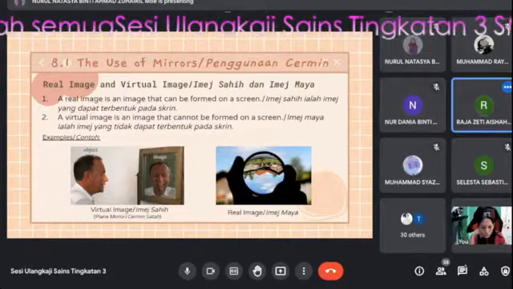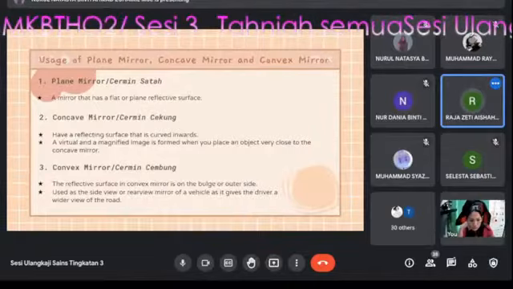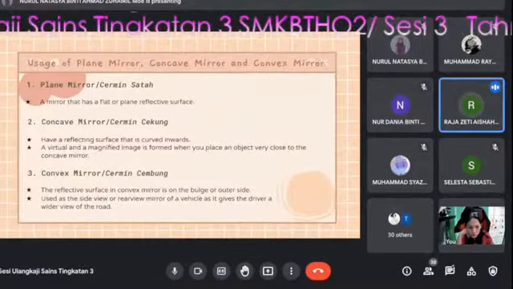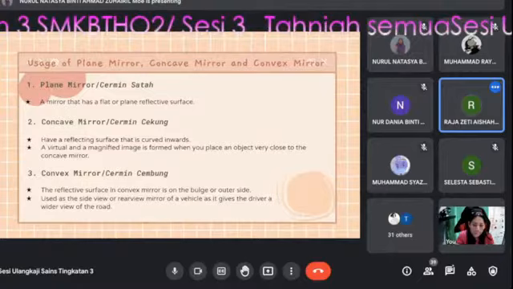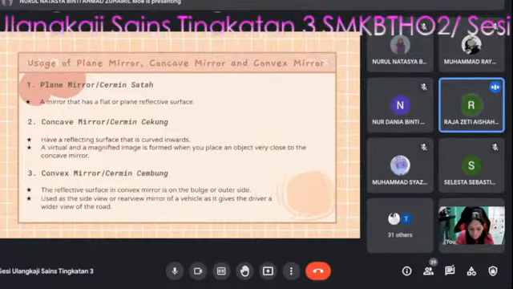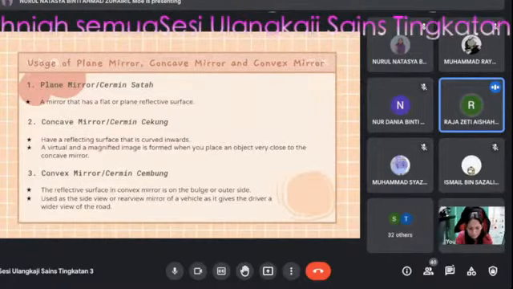is usage of plane mirror, concave mirror, and convex mirror. A plane mirror is a mirror that has a flat or plane reflective surface. A concave mirror has a reflecting surface that is curved inwards. And a virtual and a magnified image is formed when you place an object very close to the concave mirror.